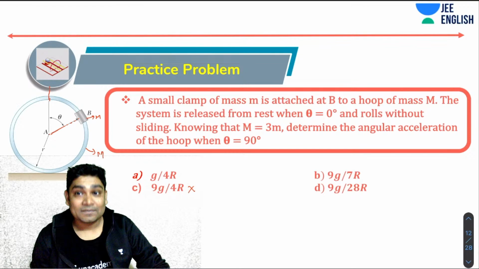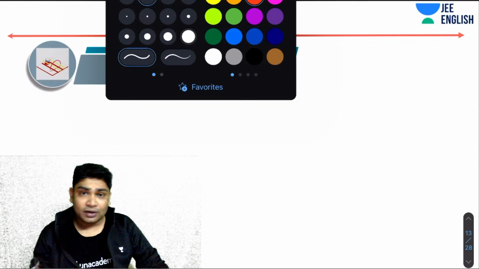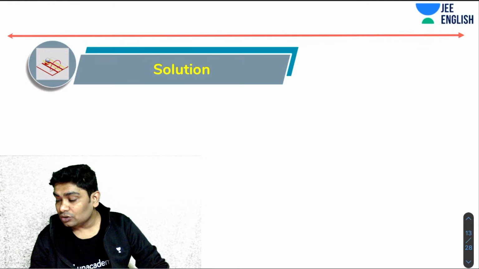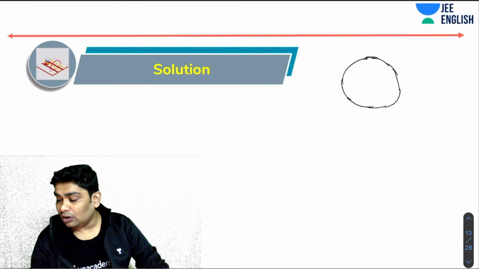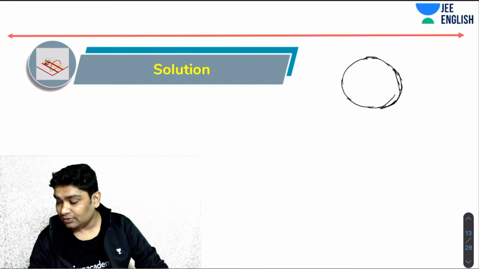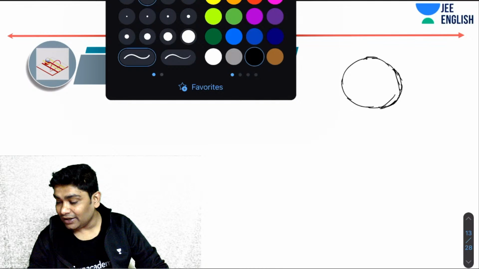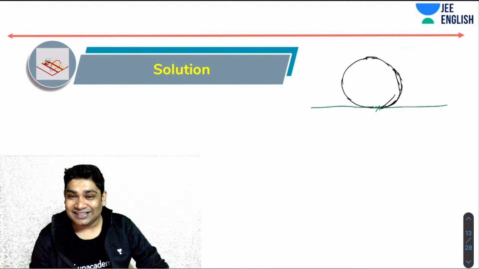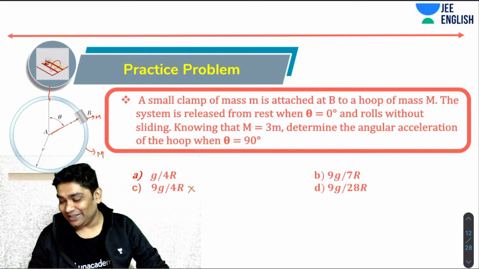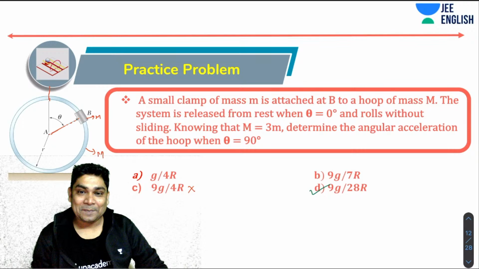The problem is that whenever you're dealing with these kinds of rolling problems, what we usually do is take the torque about the bottommost point, which is the ICR, the instantaneous center of rotation, and we use the equation. Yes, so D is the correct answer. Yes, that is absolutely correct.